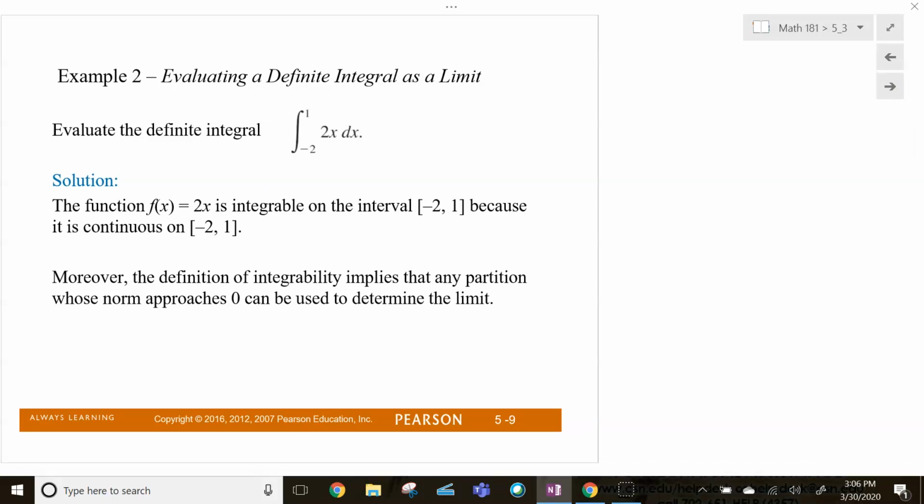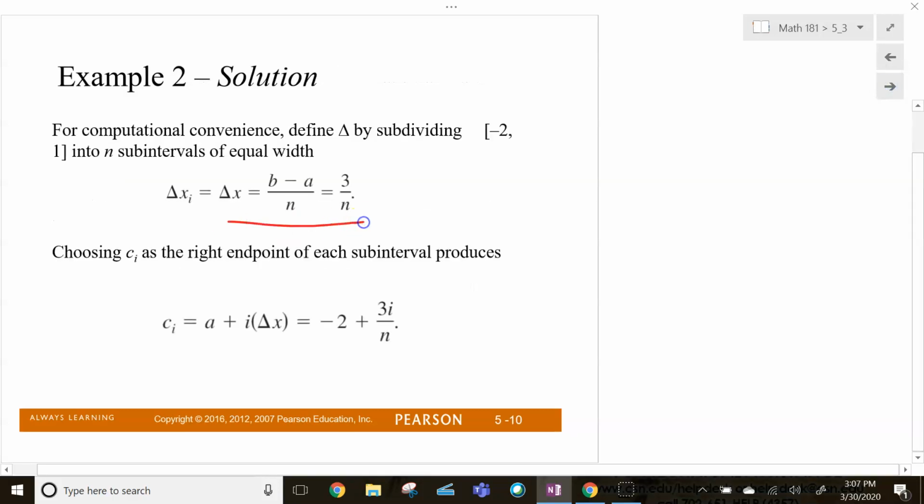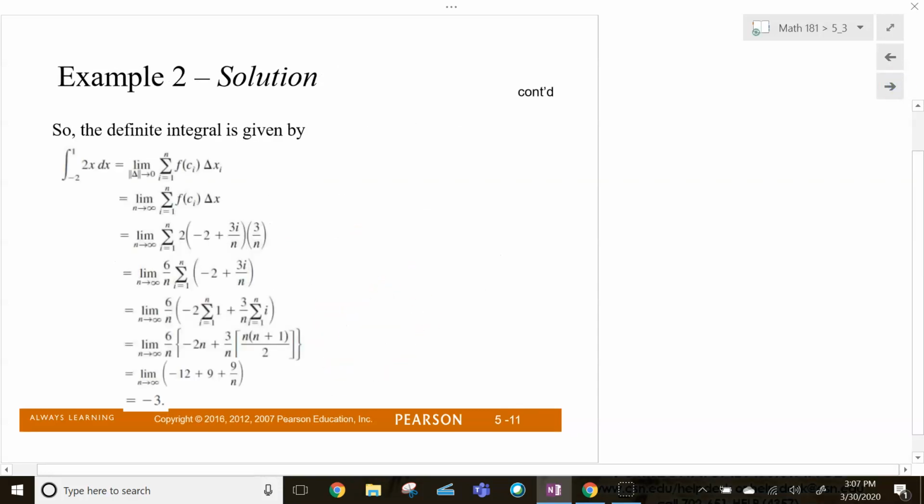So let's talk about this function for a minute. From -2 to 1 of this function 2x. Before, what we did is we found the delta x, right? So we found the width, found the equation for our height. We ran this limiting process: the limit as delta x goes to 0, which is the same thing as the number of subintervals going to infinity, of the summation of f of ci delta x. And we run through this and we end up getting a -3. Okay? And obviously a lot of work, right? This is what we were working on last time.